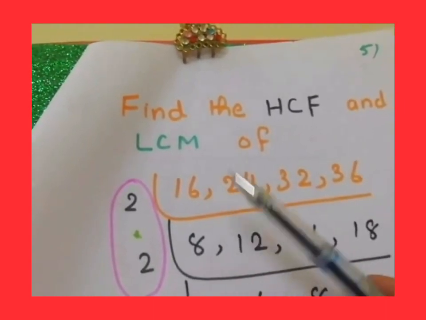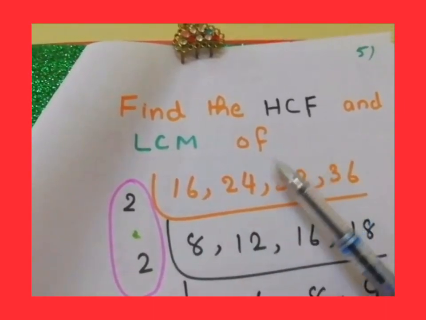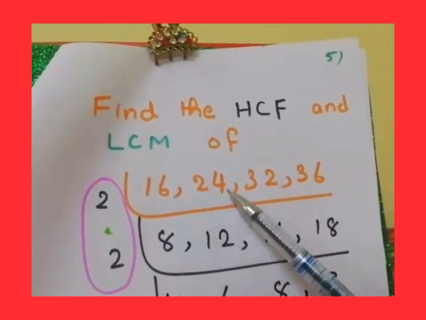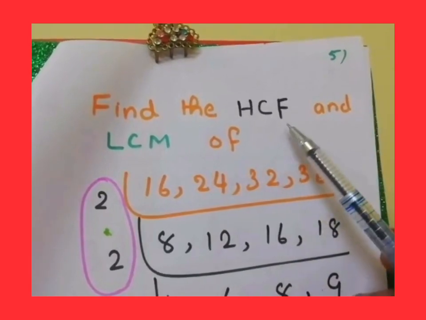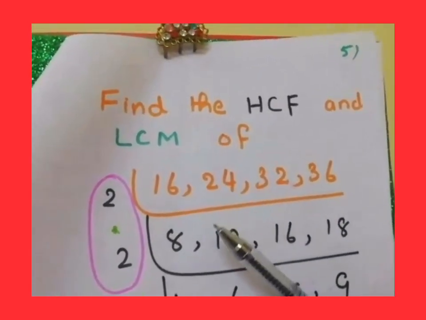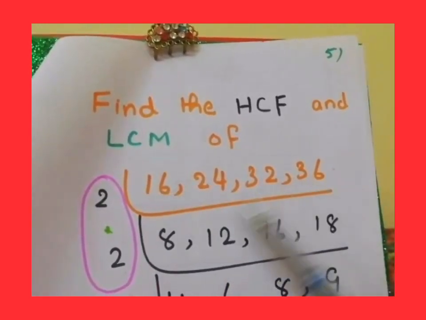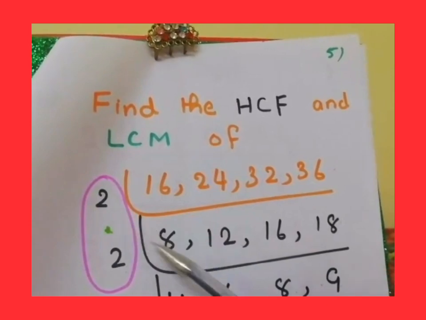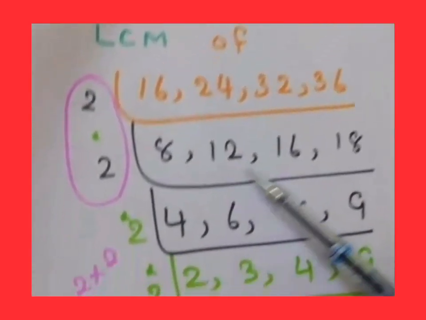In this question, we are going to find the HCF as well as the LCM. The question is 16, 24, 32 and 36. First of all, we are going to find the HCF. You know the step: find a common factor for all the 4. Here 4 numbers are there. For all the 4, 2 is a common factor. Again, in the second step also, 2 is a common factor for all the 4.